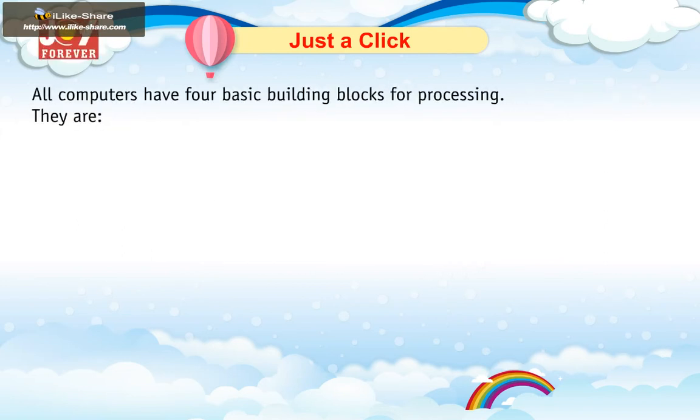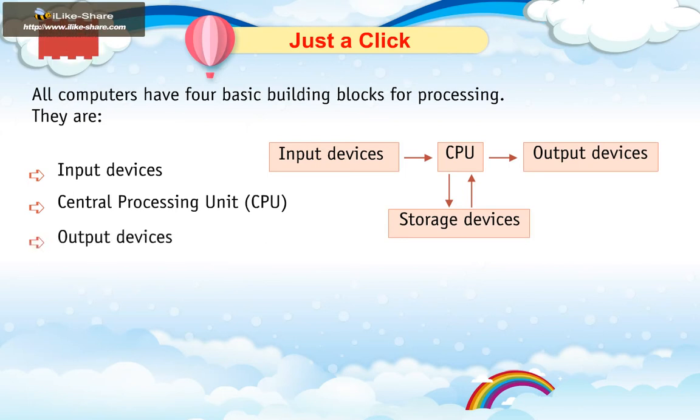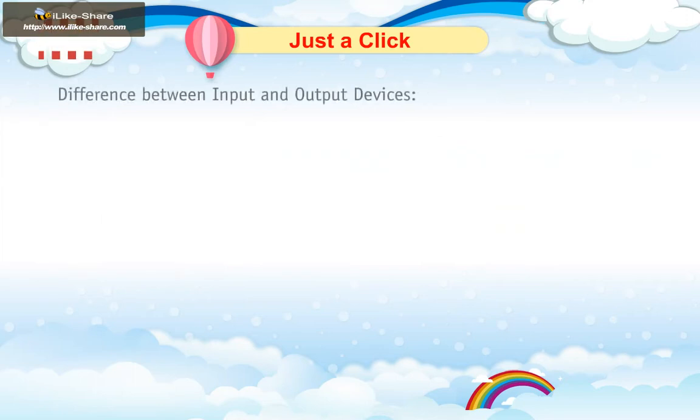All computers have four basic building blocks for processing. They are input devices, Central Processing Unit (CPU), output devices, and storage devices.